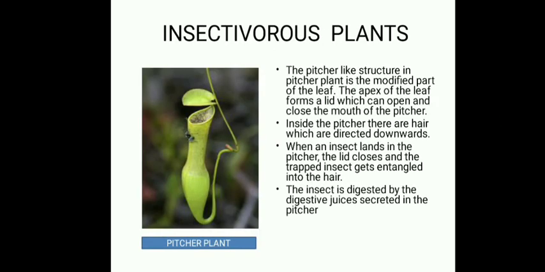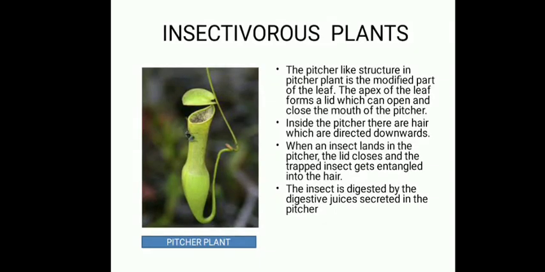Now this is an insectivorous plant. This is a pitcher plant. This pitcher plant eats insects. The pitcher-like structure in the pitcher plant is the modified part of a leaf. The apex of the leaf forms the lid, as you can see here. This whole is a leaf, and the apex of the leaf forms the lid of the pitcher, and the rest of the leaf produces the pitcher.